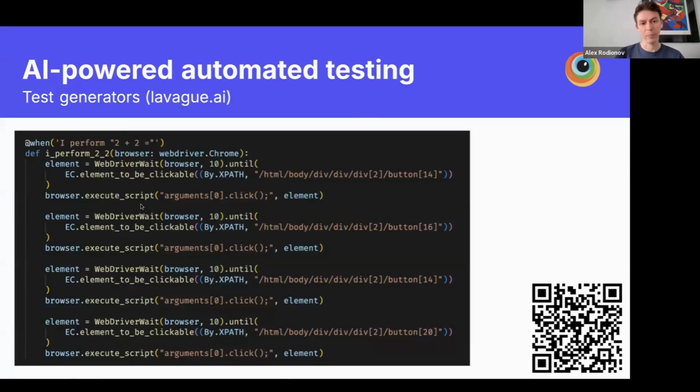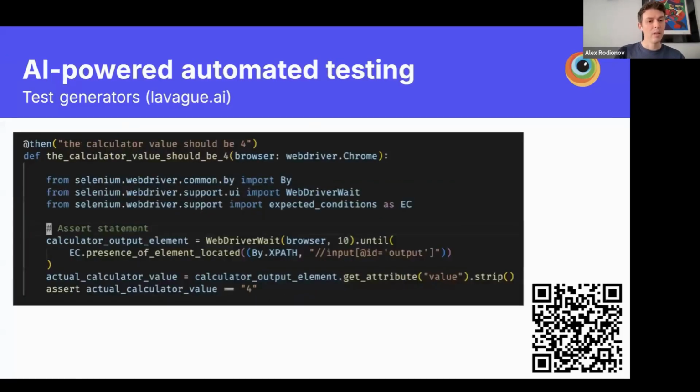The generated code looks somewhat like this. For example, for the step where we perform the action to sum 2 + 2, the underlying Selenium code that this tool generates looks like this, where we click some buttons in a particular order with some expected conditions. And in the step where we assert that the value is 4, it looks somewhat like this, where we take some input from the page, take its value, and assert that it is 4.